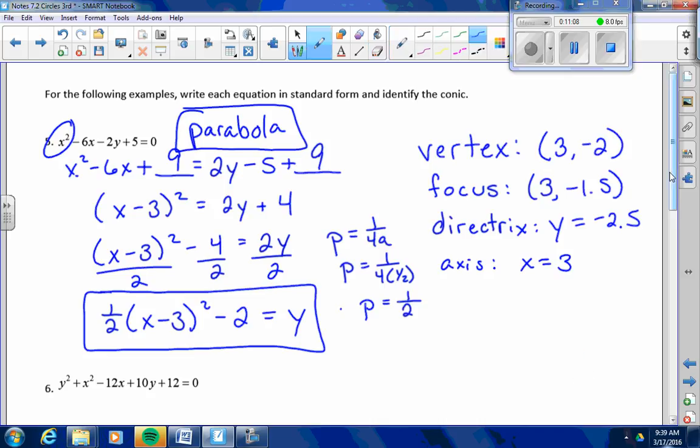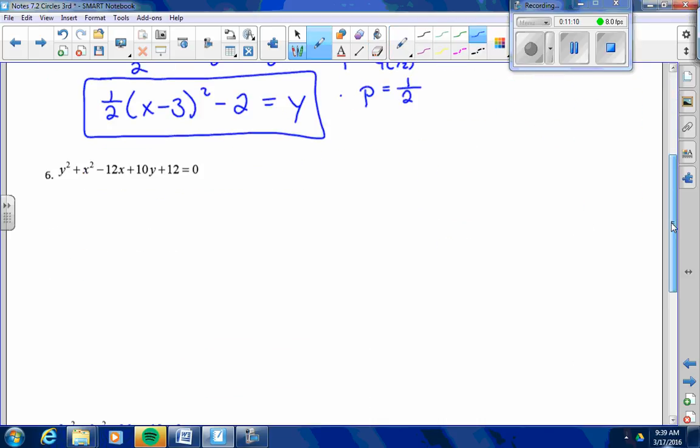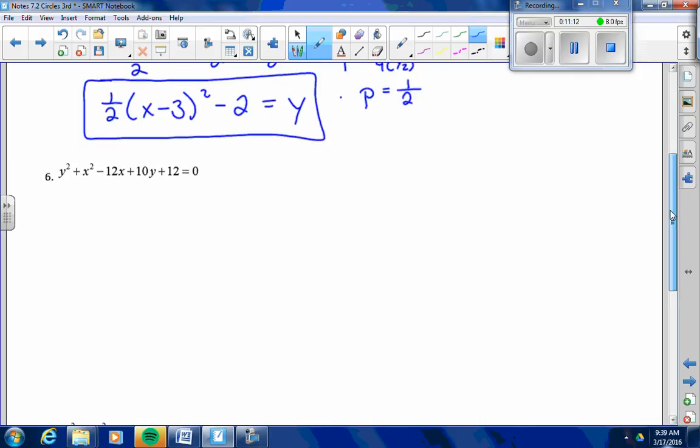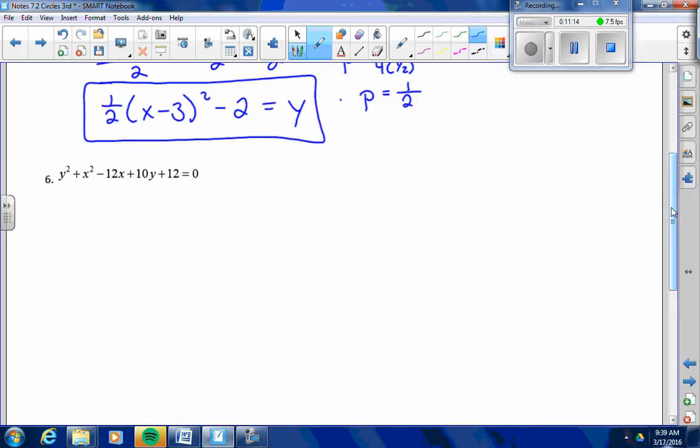Let's look at our next one. Number 6. y squared plus x squared minus 12x plus 10y plus 12 equals 0. I want you to solve this one on your own.